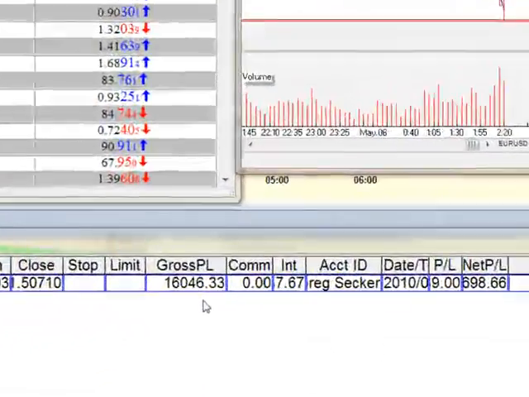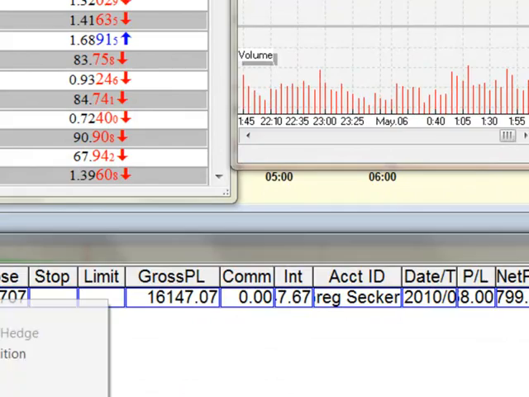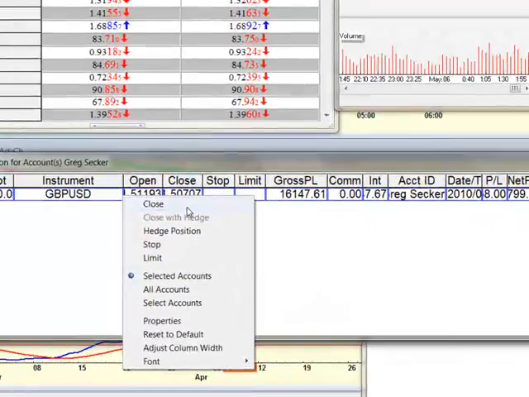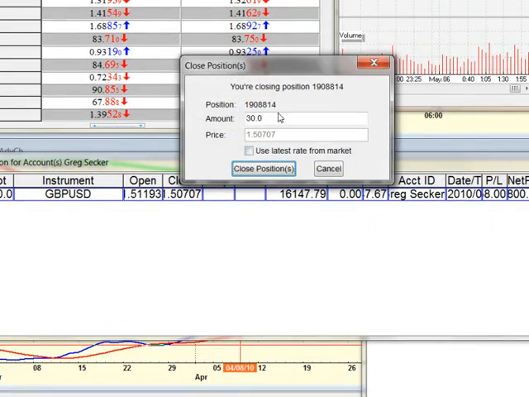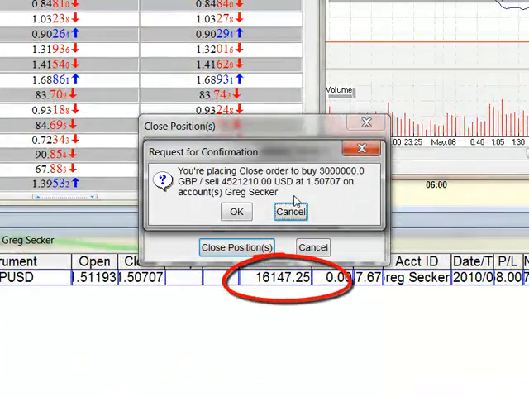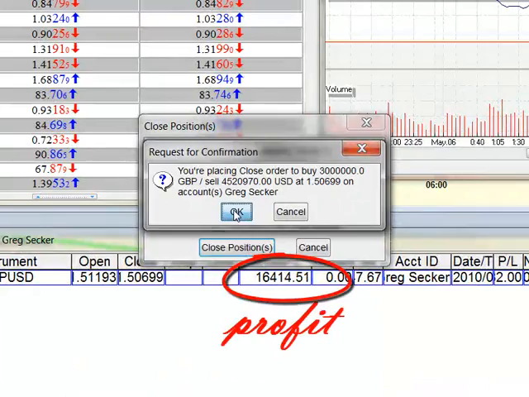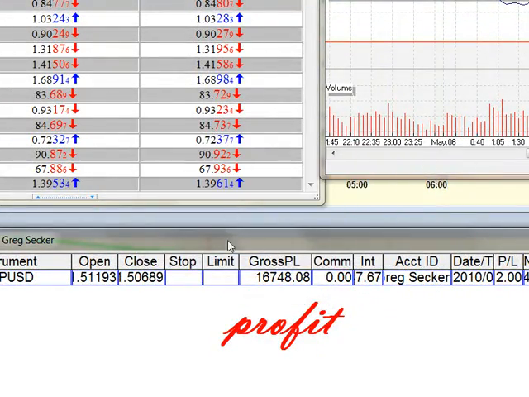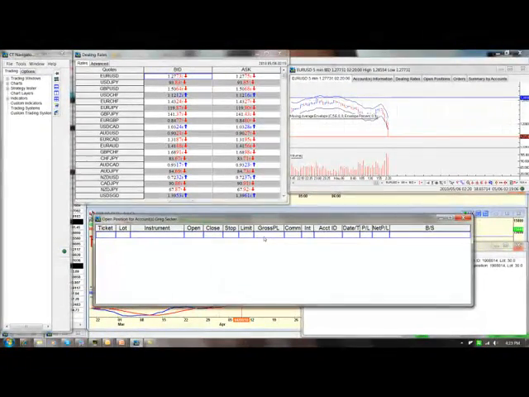Here we have the position running, gross P&L 16,000. Let's take the position off the table, so we hit close, and yeah, we will close the position down here, placing our close to buy, which is our 30 lots, and yeah, that trade is now locked, so that's 16,700. Good trade, and let's move on and do another one.